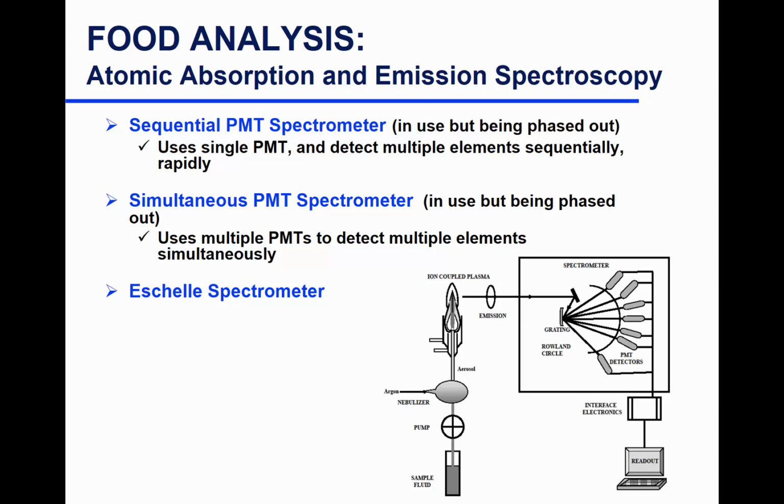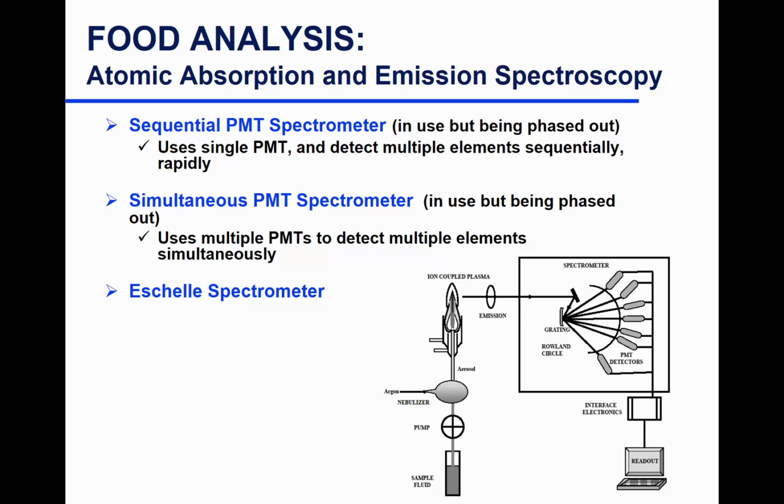Sequential, we talked about it, photomultiplier tube, where you have one detector and then you can change the wavelength and get multiple readings sequentially and rapidly. Simultaneous is when you have multiple, usually 8, and then you can get multiple elements determined simultaneously.